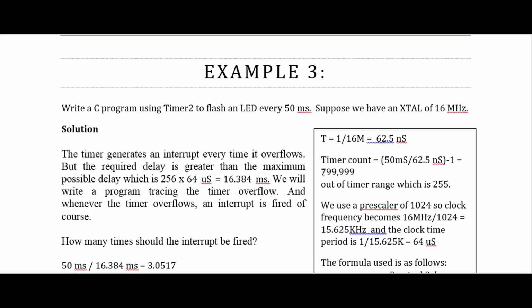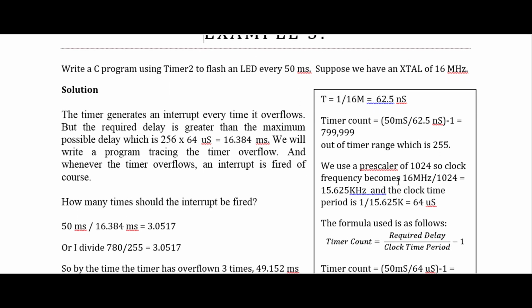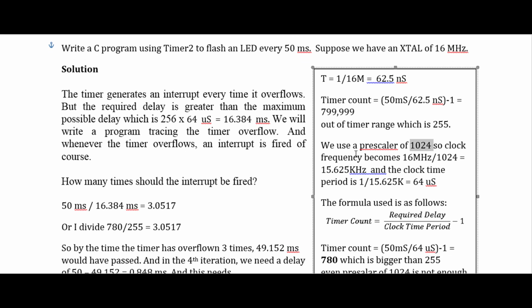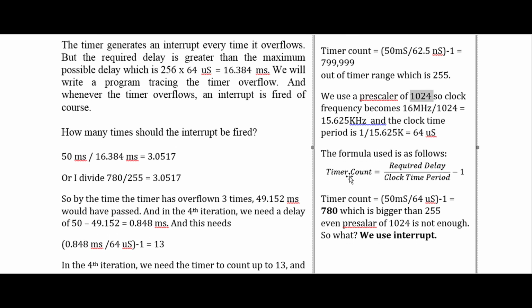Its maximum is 255. If we use the prescaler, the biggest prescaler that we can use is 1024. If we apply the 1024, we calculate the new frequency, then the new period, and then the new timer count. By dividing 50 milliseconds by the new T, minus 1, we get 780. Again, it's bigger than 255. So the maximum prescaler is still not enough to solve this problem.